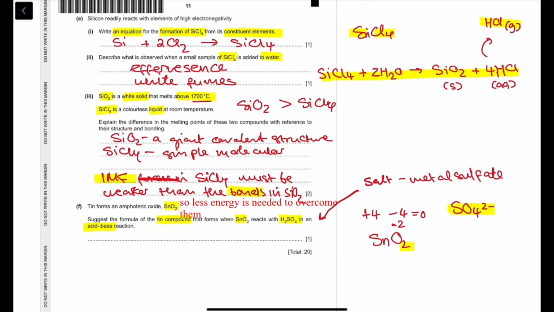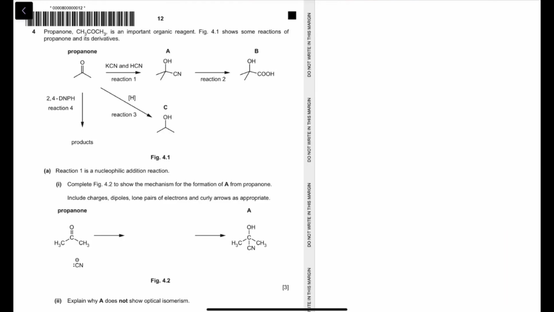Now, the metal sulfate has a charge of 0, so we will require 2 sulfates per tin. Because now we have +4, and then we have 2 times -2, which equals -4. +4 minus 4 equals 0. So the answer here is tin sulfate.